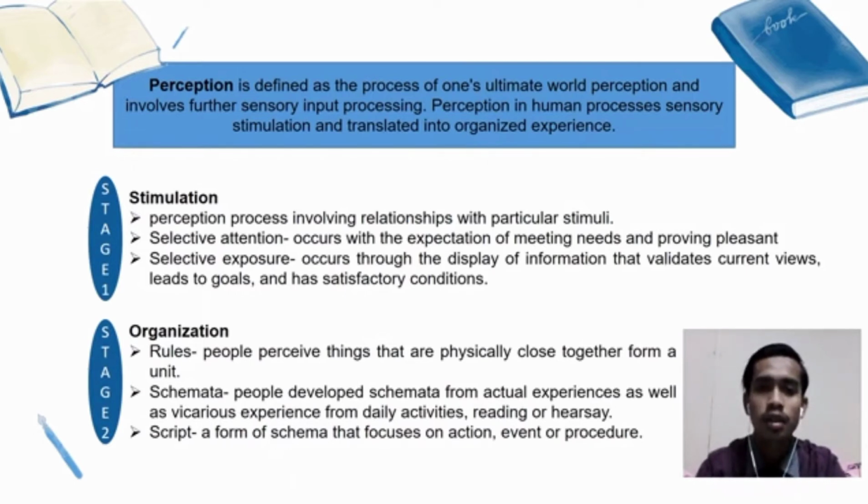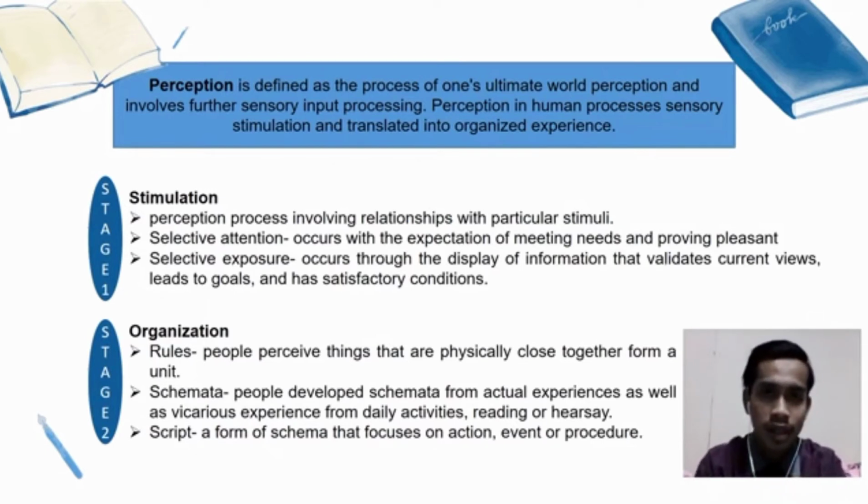Okay. Selective exposure occurs through the display of information that validates current views, leads to goals, and has satisfactory condition. For example, one appears to prefer more online reviews after purchasing a phone, or asks people around if the product is nice, because we want to tell ourselves that we have made a right choice and avoid negative reviews.